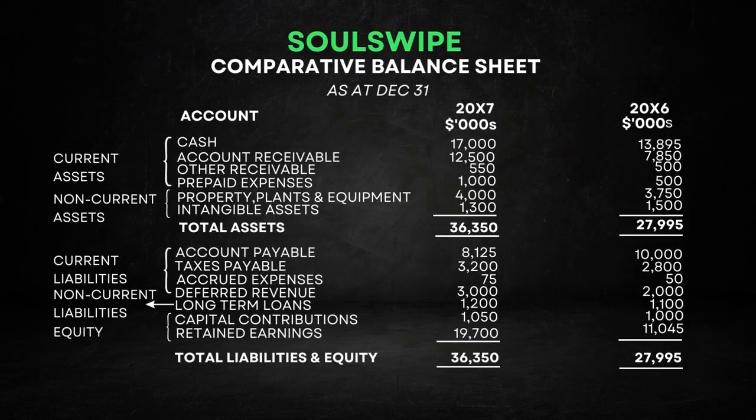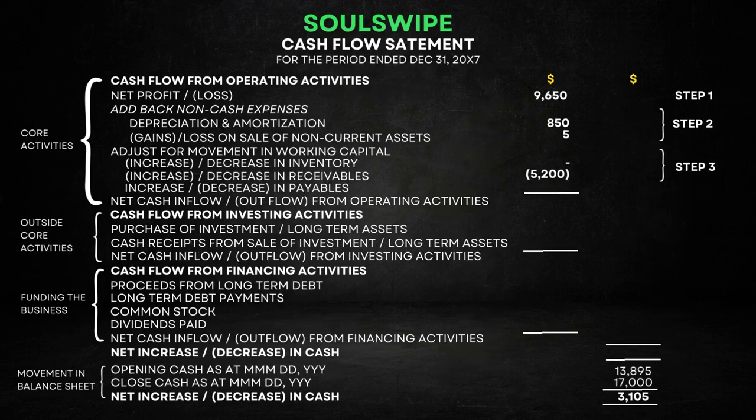We consider changes in receivables, such as accounts receivable and other receivables, and payables, including accounts payable, taxes payable, and accrued expenses, from the comparative balance sheet. Increases in receivables reduce cash flow, while decreases in payables increase cash flow. By accounting for these adjustments, we refine the cash flow from operating activities.